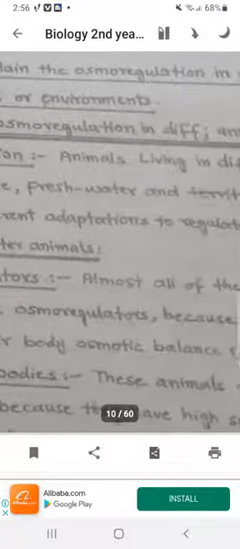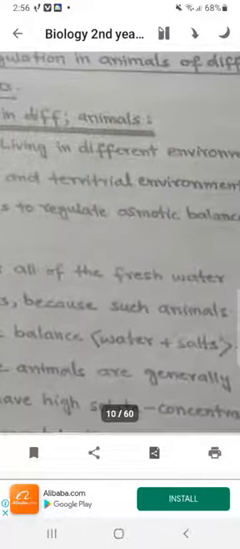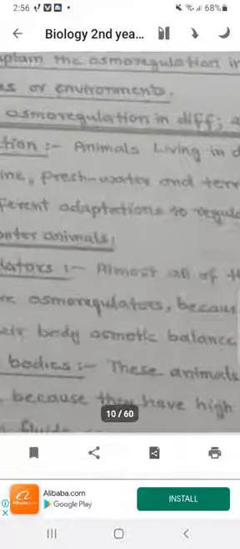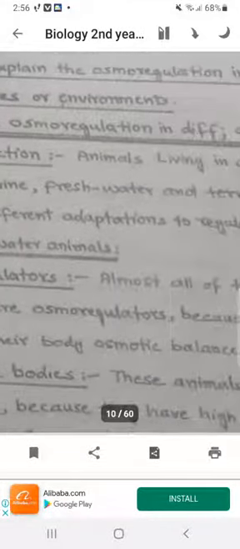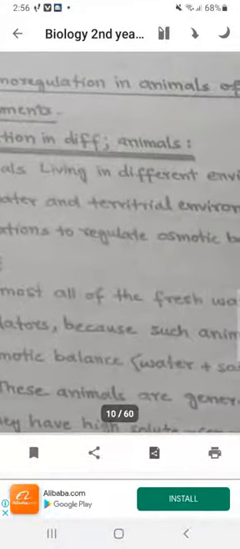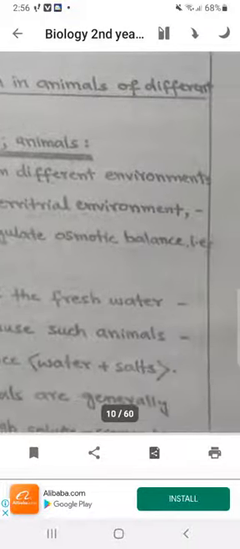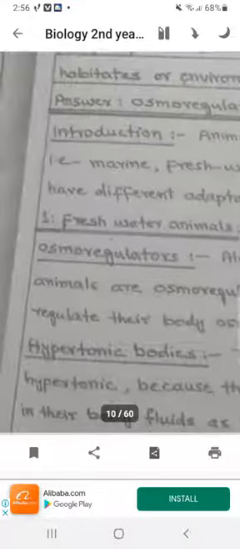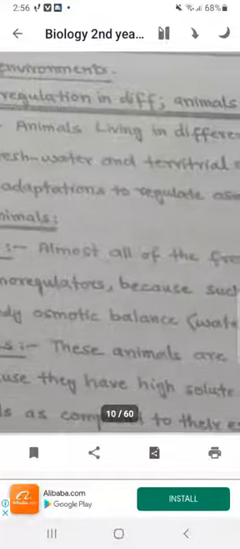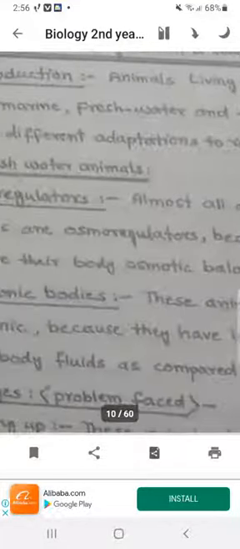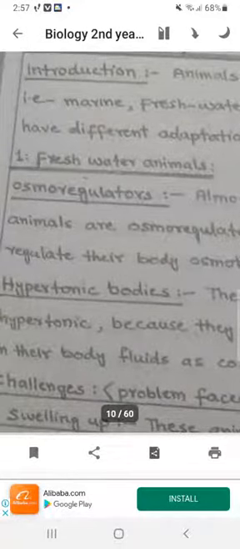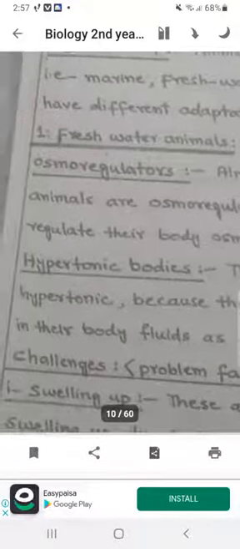Introduction. Animals living in different environments, that is marine, freshwater and terrestrial environments, have different adaptations to regulate osmotic balance. That is number 1. Freshwater animals. Osmoregulators.